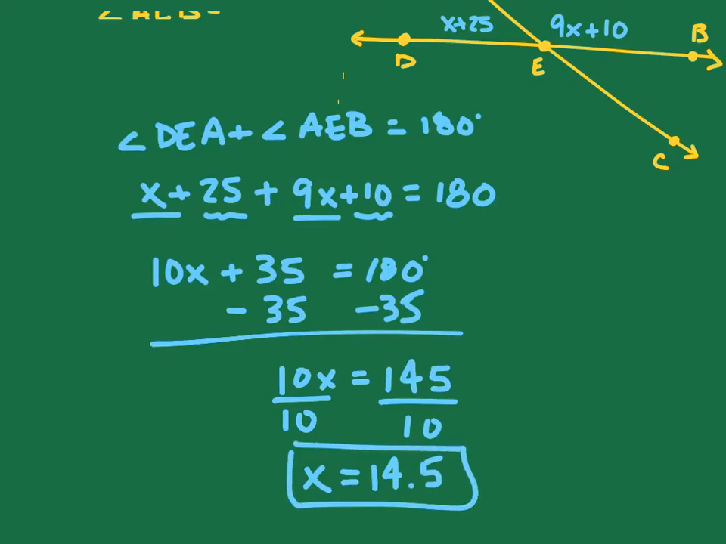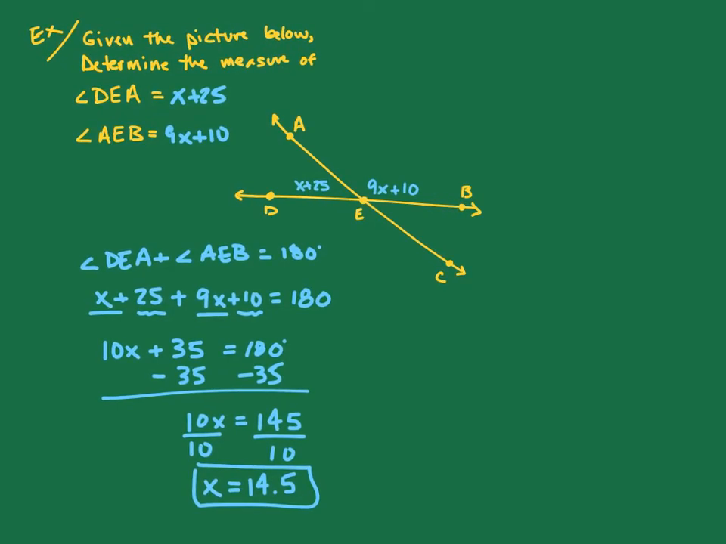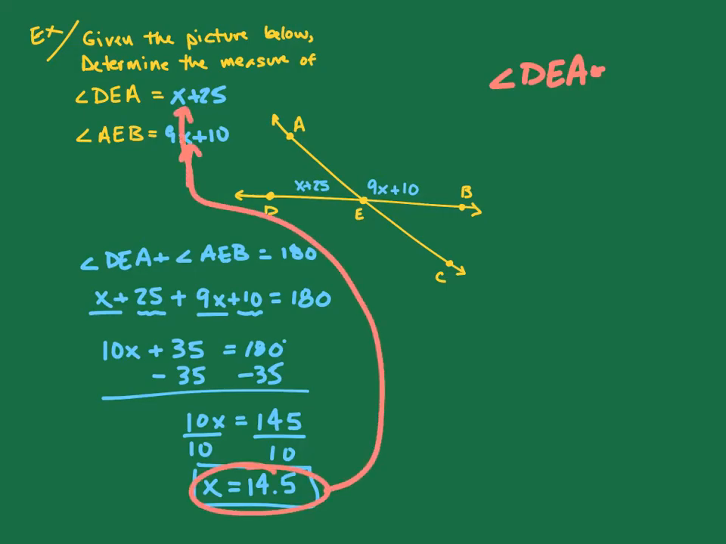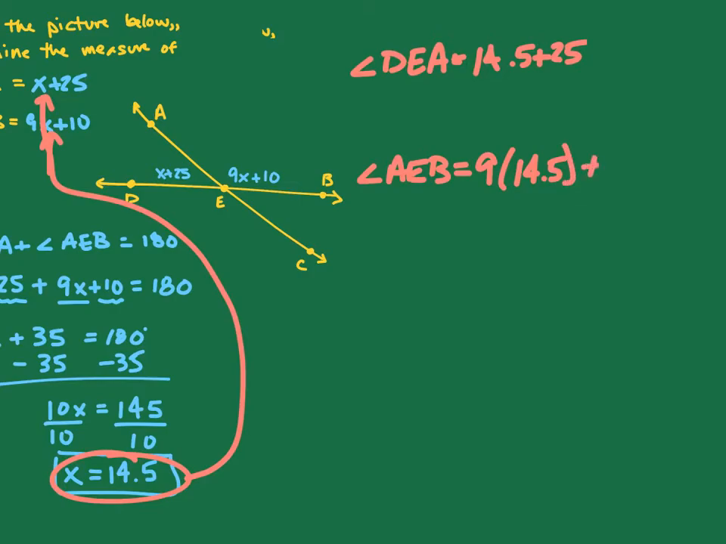Okay, now that I've solved for x, my question was, determine the measures of angle DEA and AEB. So what I want to do is now answer the question and say that angle DEA is equal to x plus 25. But I'm going to substitute this value into x here and here. And so I'm going to do 14.5 plus 25. And for angle AEB, I'm going to do 9 times 14.5 and then plus 10.